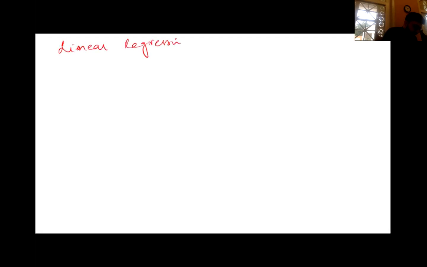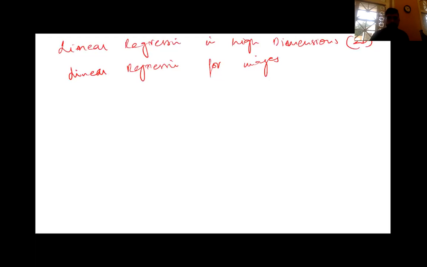Okay, so let's look at another application of linear regression that I really like. We'll call it linear regression in high dimensions. Particularly 2D, the particular example that we are looking at is linear regression for images. Let me just motivate it a little bit as to what I mean by this.